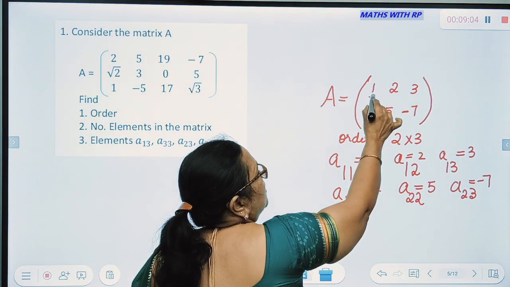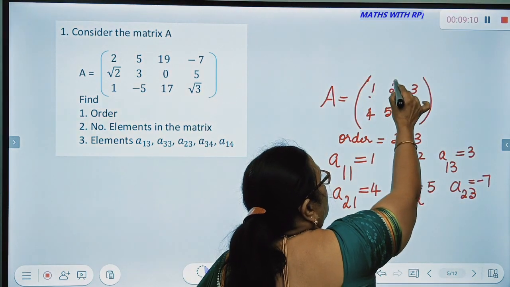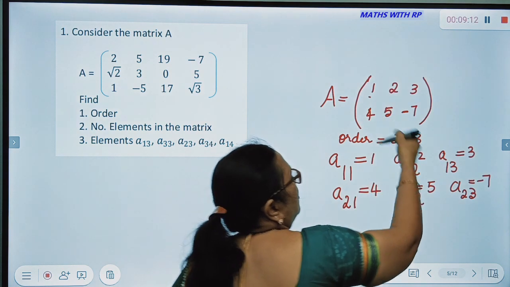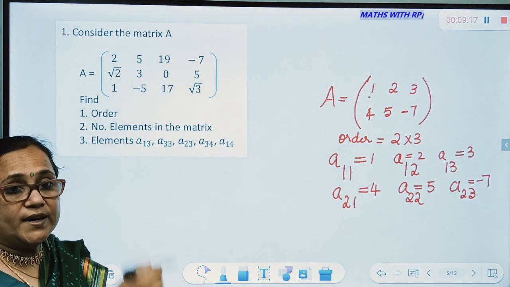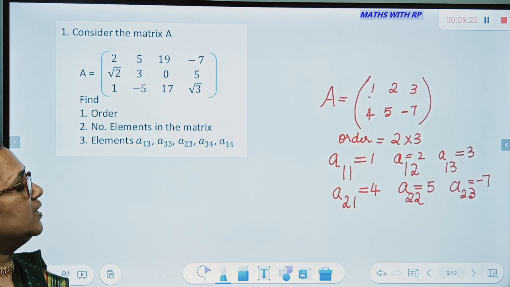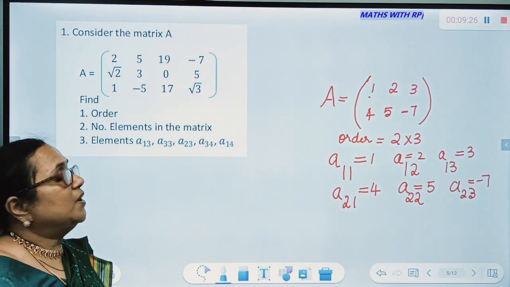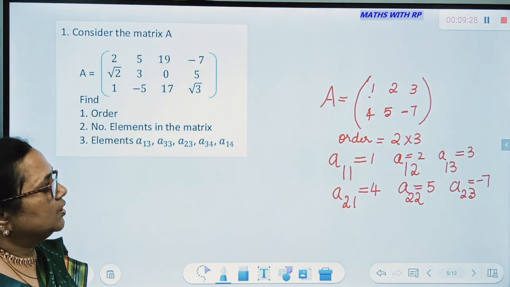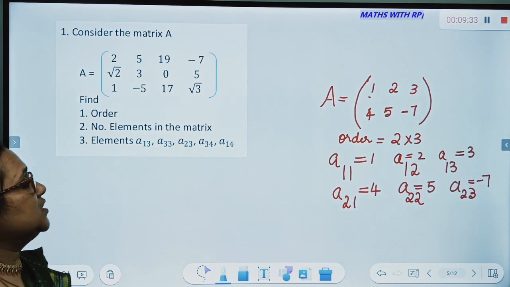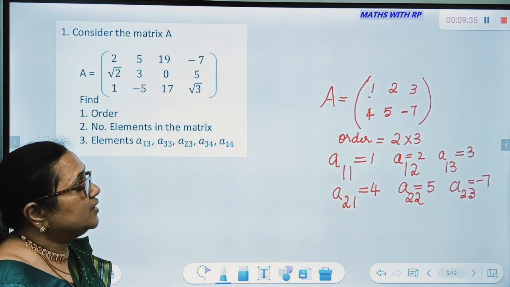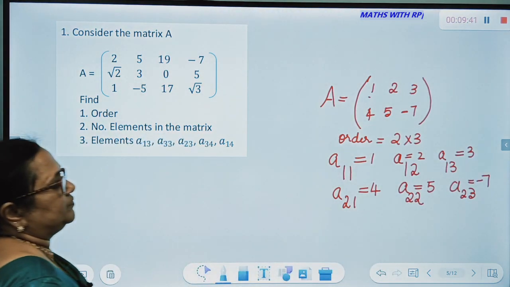This is first row, first column. So A11 is 1. This is in the first row but second column. This is the first column, this is the second column. So A12 is 2. If you look at 3, it is in the first row but it is in the third column. So A13 is 3. If you look at 4, it is an element in the second row but first column. So A21 is 4. If you look at A22, which is the element in the second row, second column, it is 5. If you look at the element in the second row, third column, is A23, which is -7.